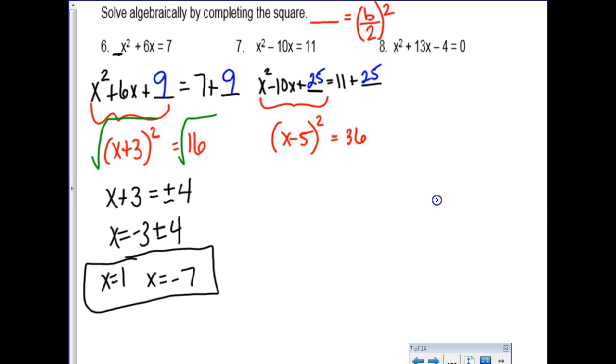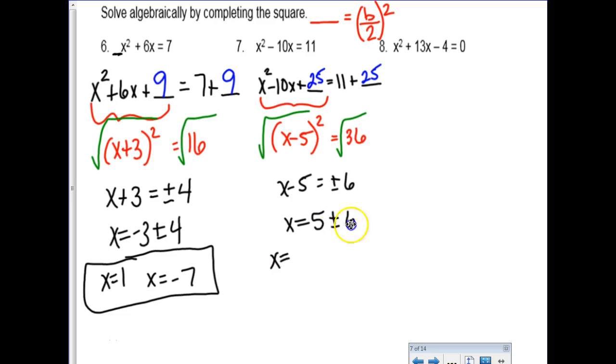Okay. So now we're set up beautifully for square rooting. Square root both sides. So x minus 5 is positive and negative 6. No teacher's going to be happy with me, though, if I write 5 plus and minus 6. My teacher wants both answers. So 5 plus 6 would be 11. And 5 minus 6 would be negative 1.